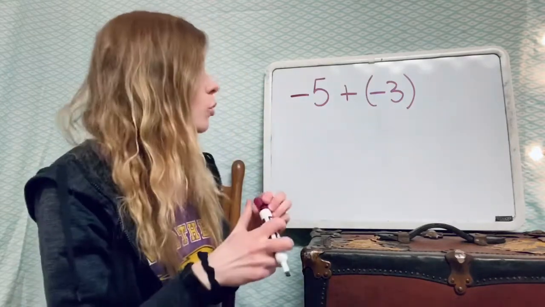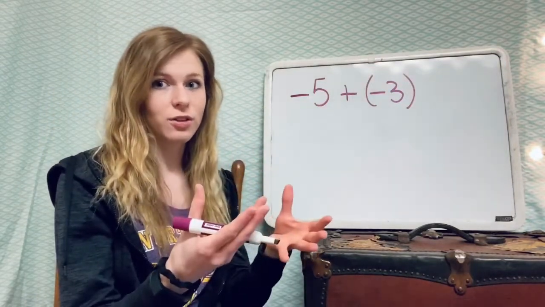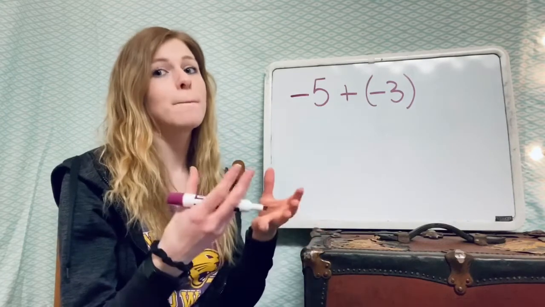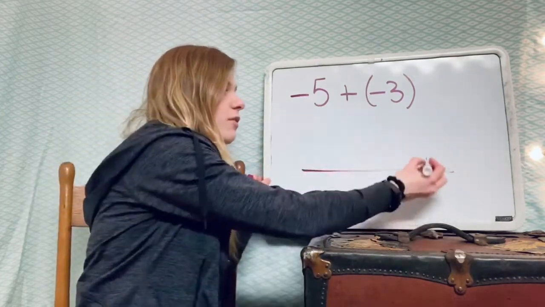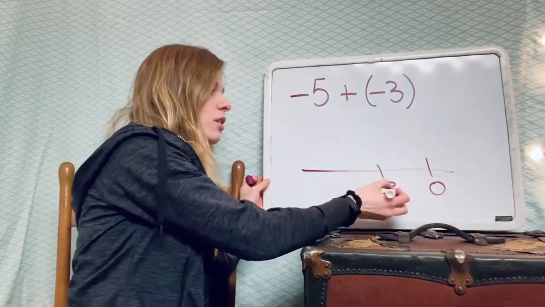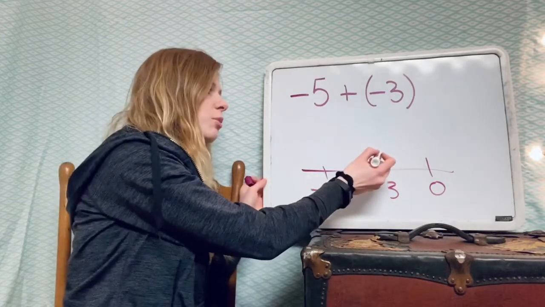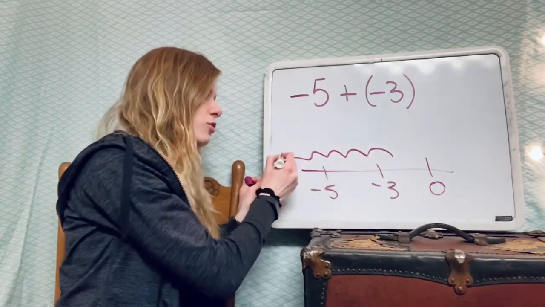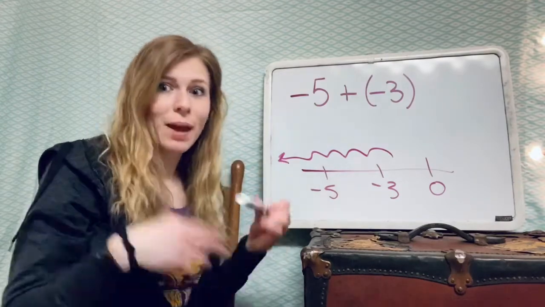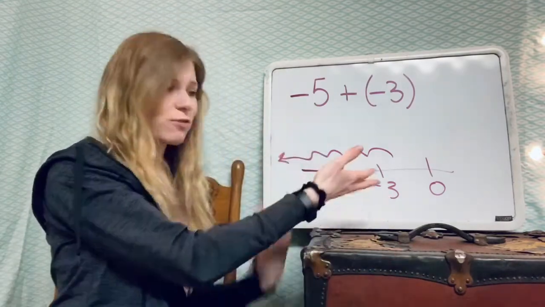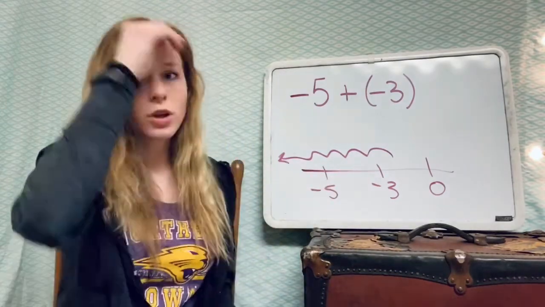Okay, so the first thing that I want you to know is if you have a negative and a negative, you're just gonna get a bigger negative. So on a number line, if I've got 0 over here, -3 and -5, I'm just gonna keep going this direction and have a bigger negative number. If I just keep adding more negatives to what I have, I'm just gonna keep going further on the negative side.